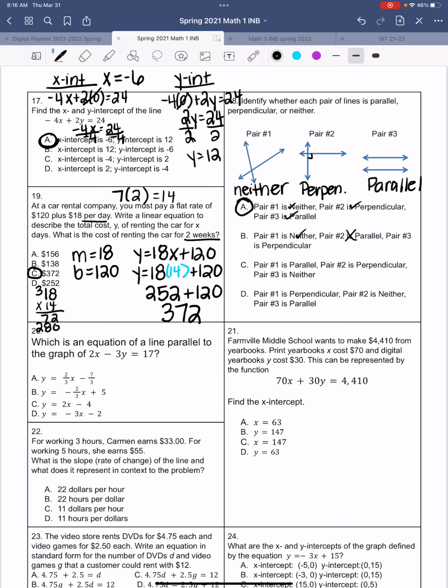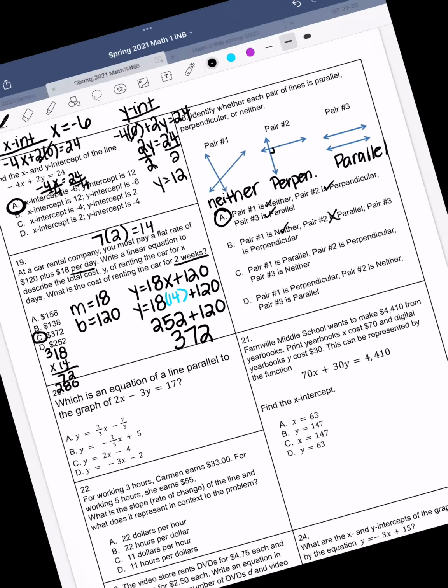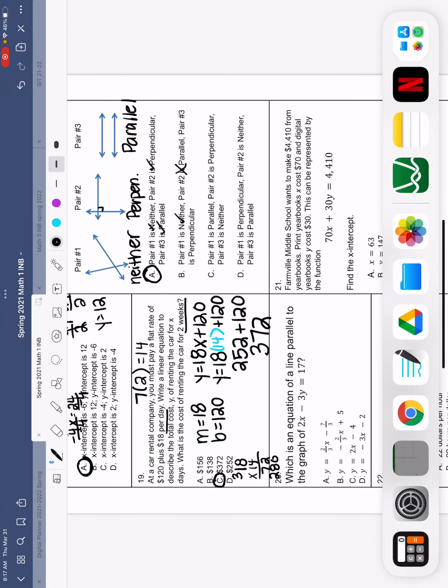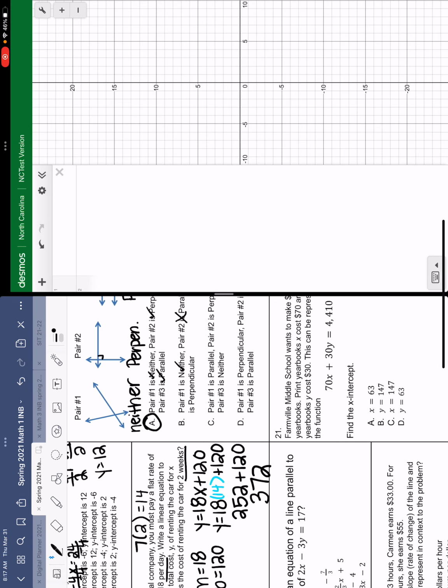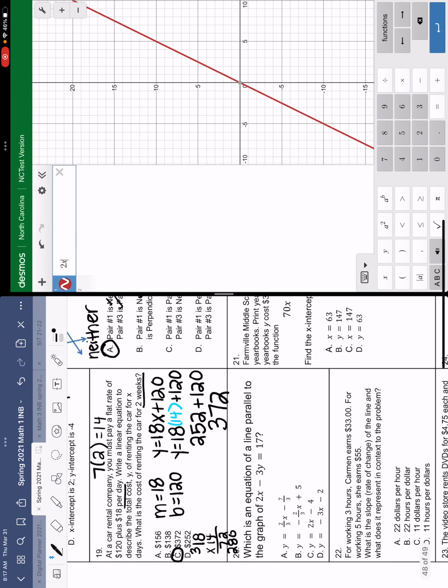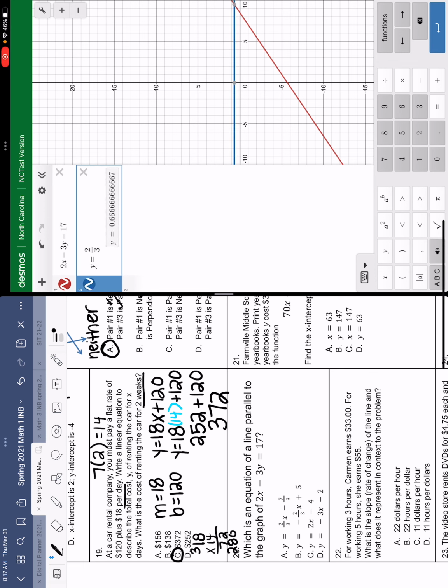All right, this one says which equation of the line is parallel to this graph. I'm going to pull up Desmos, and all you're going to do here is look at it graphically. So I'm going to put my original in. I have 2x minus 3y equals 17. And then I'm just going to check my answer. So y equals 2 divided by 3, x minus 7 divided by 3. I can see that that is parallel, and therefore my correct answer is A. If I had tried the other ones, you would have potentially seen, like this one would have been negative, and this was plus 5.